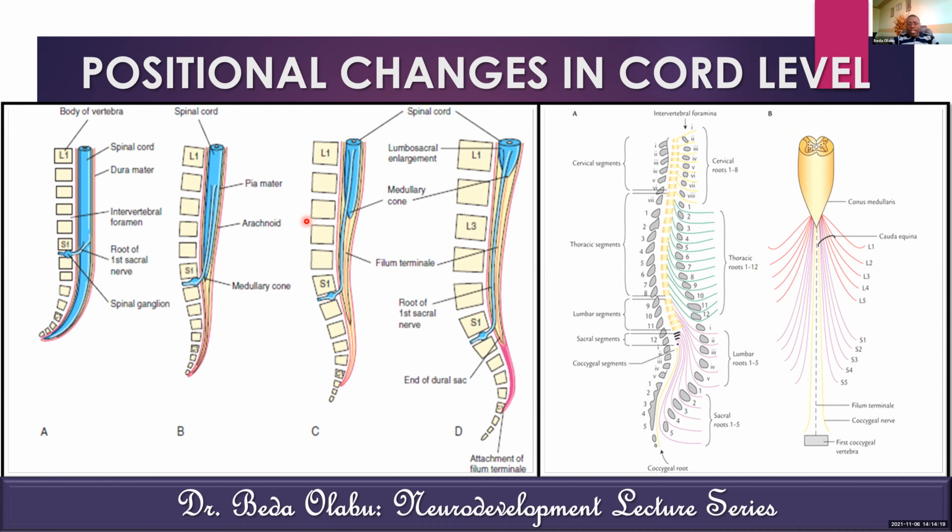So those are the reasons why the spinal cord is shorter or has a proximal termination. Or we can look at it this way. Those are the outcomes of the change or difference in growth rate between the vertebral column and the spinal cord. Because the vertebral column grows faster than the spinal cord, the cord terminates proximally. And because of that, we have a cauda equina. Okay.